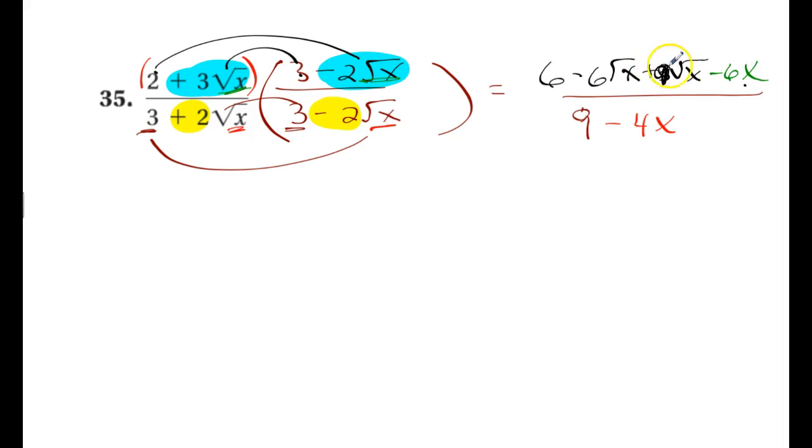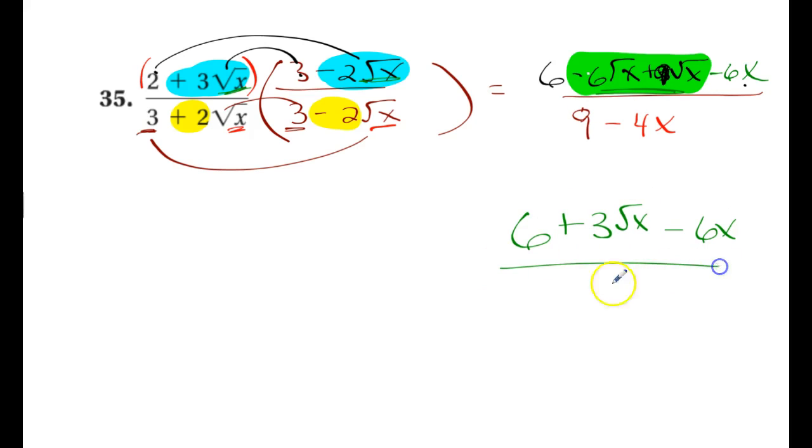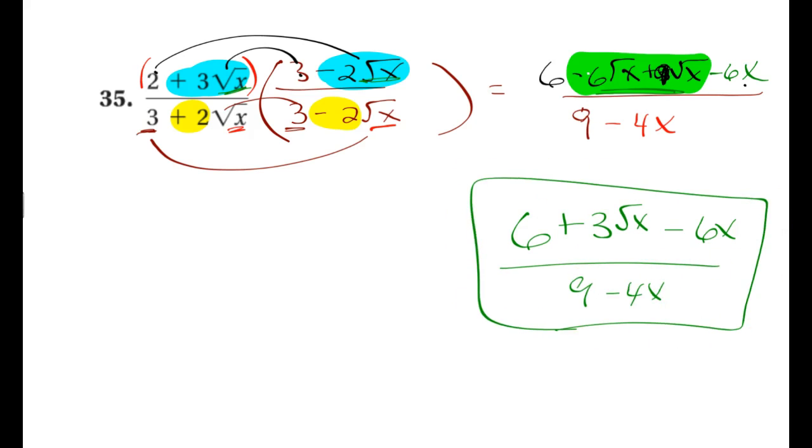So I think I can combine these green terms now. Negative 6 plus 9. And the reason why I can combine those is because they're the like terms. But I can't do anything with the 6 and the minus 6x, so those stay there. But this green term turns out to be a positive 3 square roots of x all over 9 minus 4x. And I think that might be the final solution.